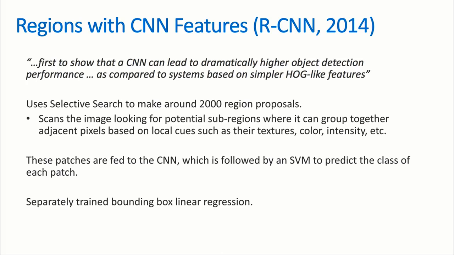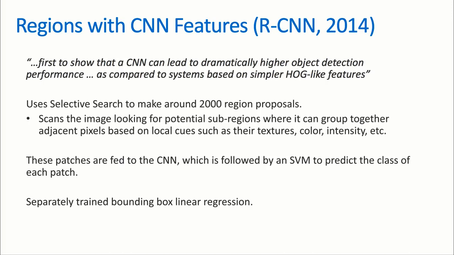Although their system is agnostic to the particular region proposal mechanism used, their paper uses an object proposal method called selective search to make about 2,000 region proposals. These proposed patches are resized to something suitable for the CNN classifier, for example 224 by 224, and then fed to the classifier. The classifier outputs CNN features, which are then fed to class-specific support vector machines for prediction.